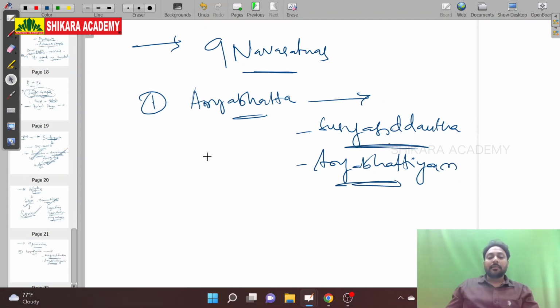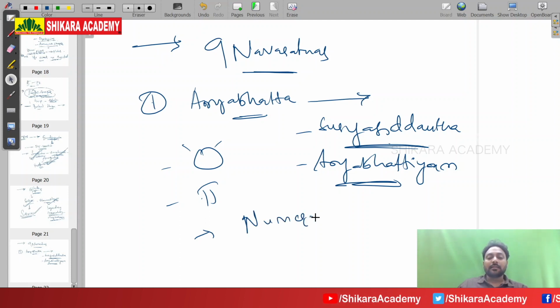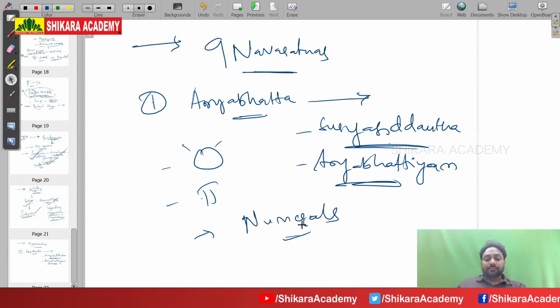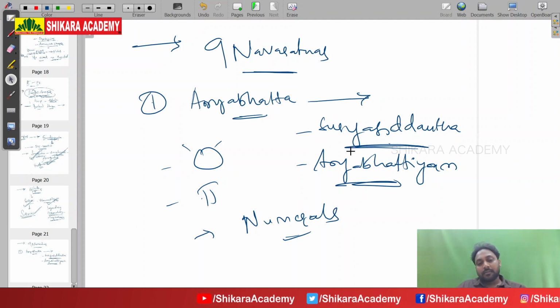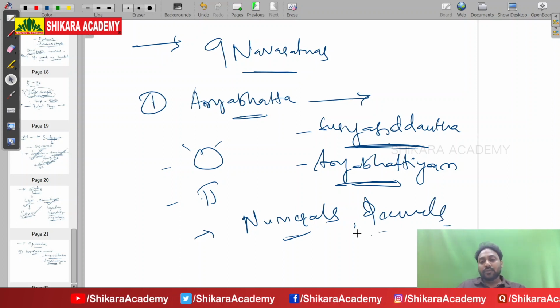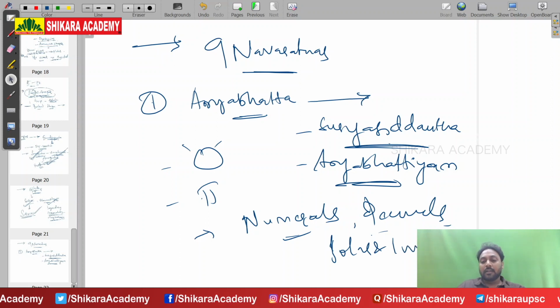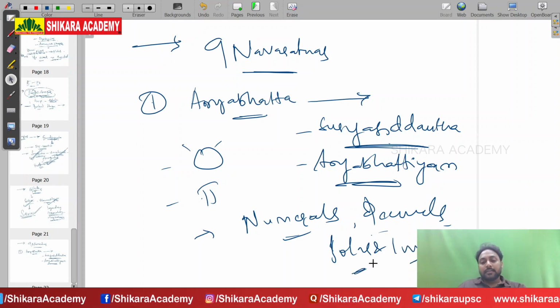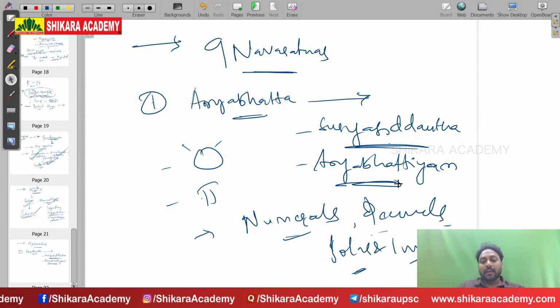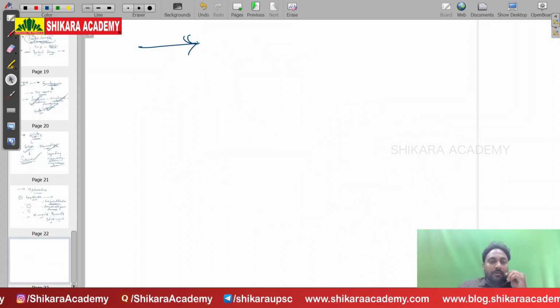In Surya Siddhanta and Aryabhattiyam, he discovered zero. In these books, he discovered the value of pi. He discovered numerals, and in numerals, decimals. In Surya Siddhanta, he was talking about the formation of solar and lunar eclipses.